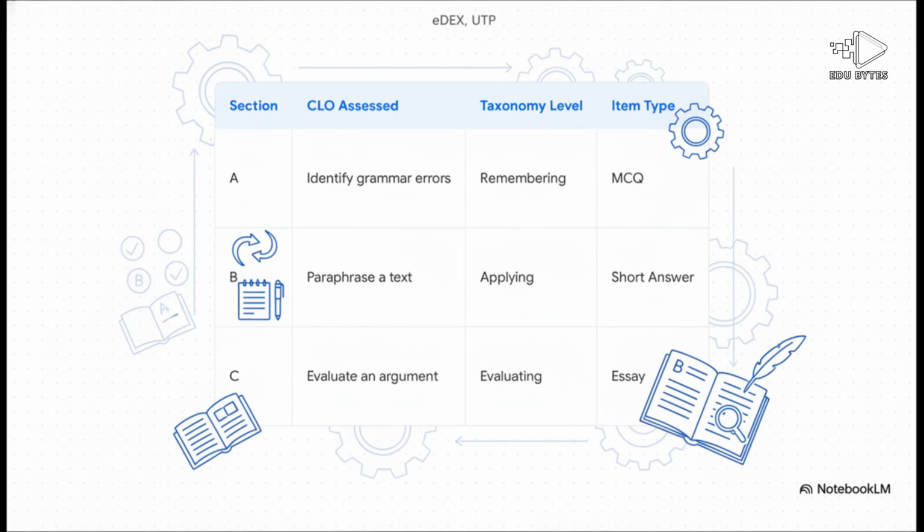See how perfectly this lines up? It's brilliant. In Section A, they're just testing for basic remembering of grammar rules, so multiple choice is the perfect tool. Then Section B bumps it up a notch to applying that knowledge with a paraphrasing task. And finally, Section C goes all the way to the top, asking students to evaluate an argument in a full essay. It's a textbook case of perfect alignment.